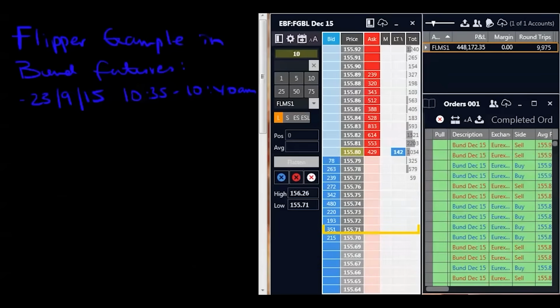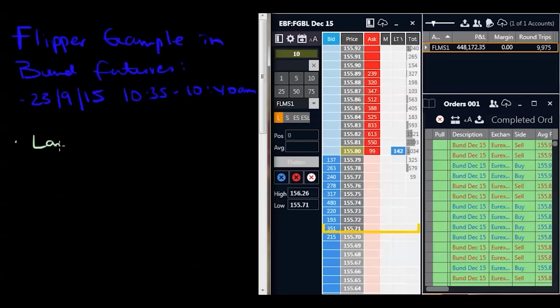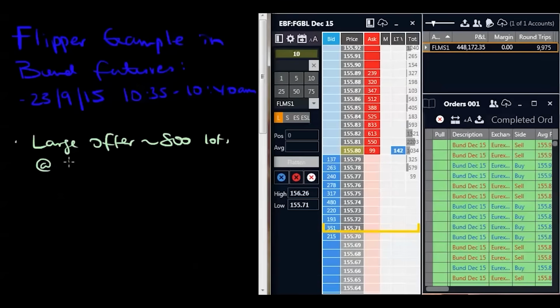So let's go through that again. I'm going to reload that, it'll take a few seconds, but in the meantime I'm going to point out what we saw. Basically we had a large offer of about 800 lots, I believe, at 155.80s.